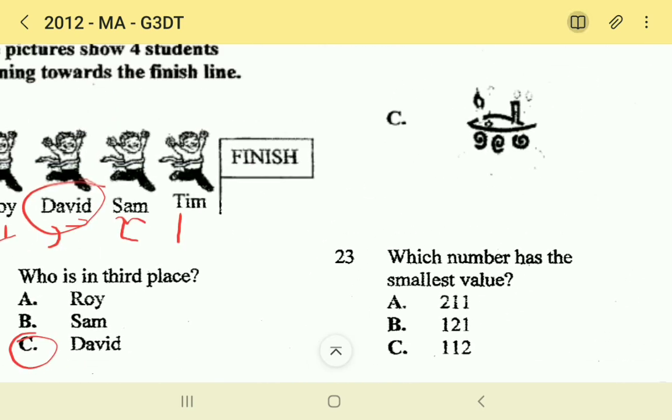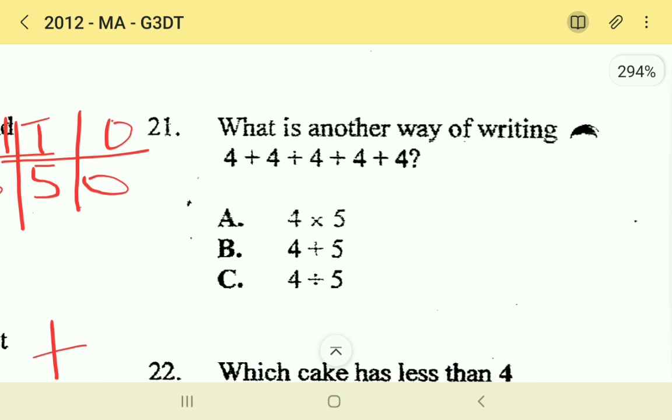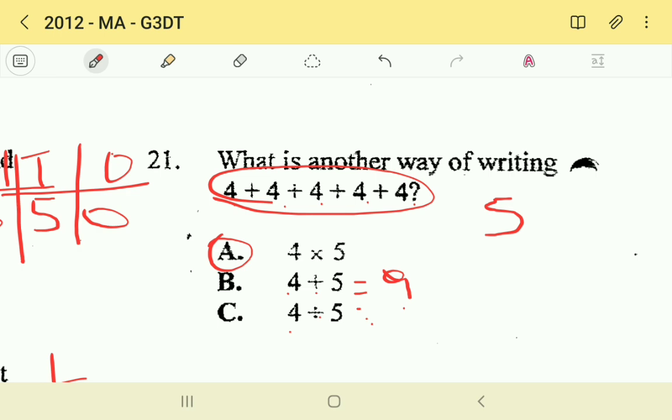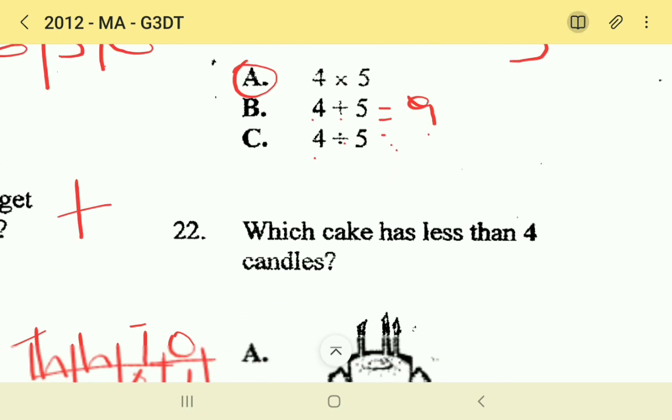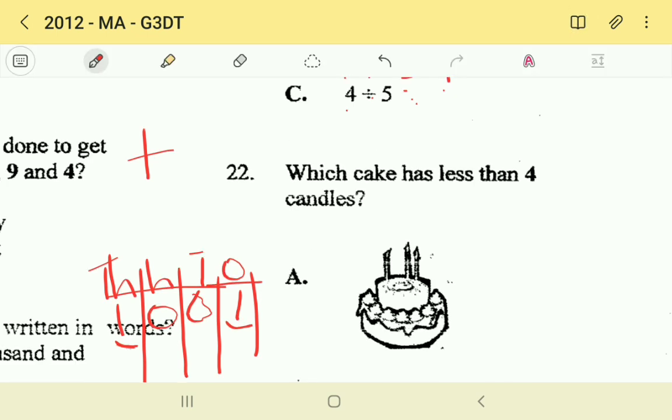Moving on to 21. It says, what is another way of writing 4 plus 4 plus 4 plus 4 plus 4? This is also a repeat item. It will be 1, 2, 3, 4, 5. So it's 5 of them. Another way of writing it is 4 times 5, because it's really 5 groups of 4. Not 4 plus 5, this is only going to give you 9. And 4 divided by 5 will be less than what you're looking for when you add all of these. All right. This is a repeat item. Focus, guys. The items continue to repeat, not just in this, but in PEP.